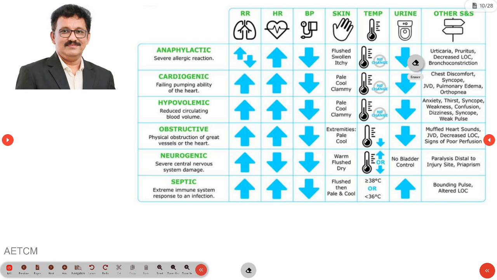Now, we see the heart rate. Heart rate increases in all types of shock except in neurogenic shock. Okay. Now you see the BP decreases in all the shocks because hypotension is a major problem in all the shocks. So, these are the common points and you can see the details afterwards.